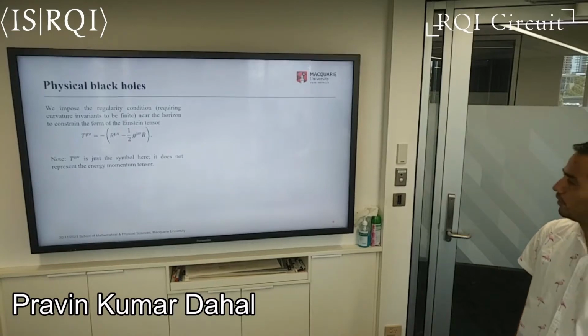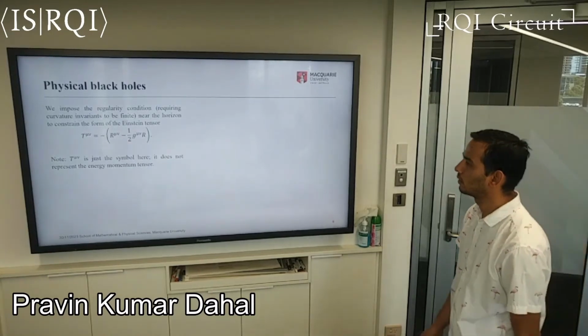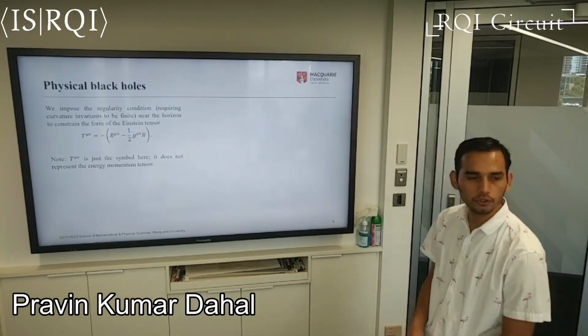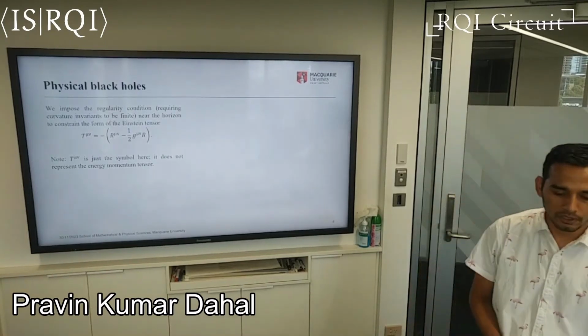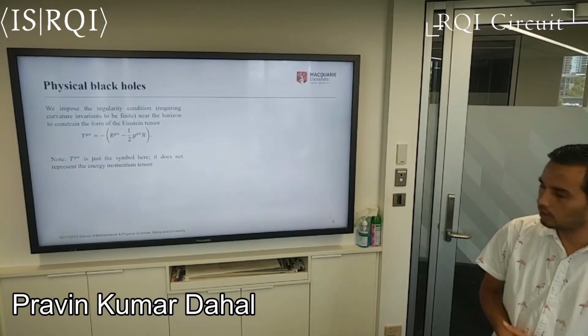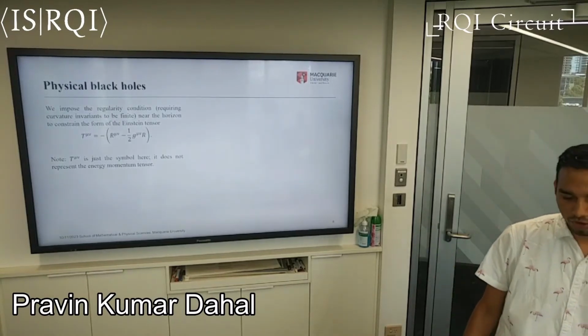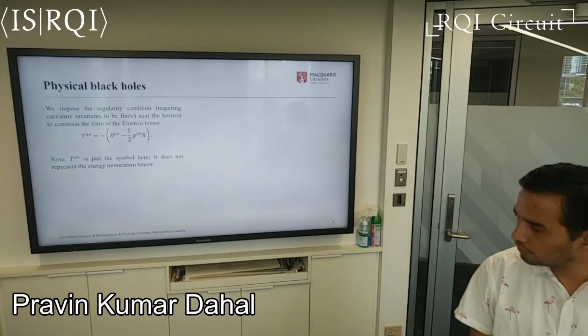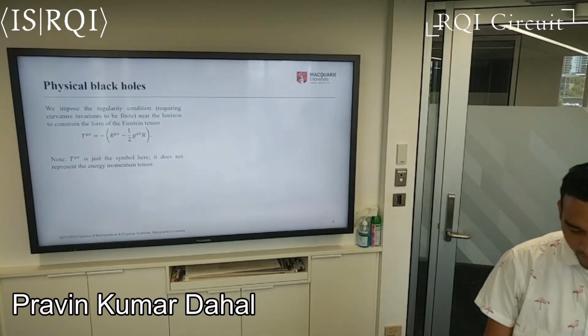Another thing is we define another new notation, T mu nu, which we don't call an energy momentum tensor here. We just write it to denote the Einstein tensor, which is the quantity on the right hand side.